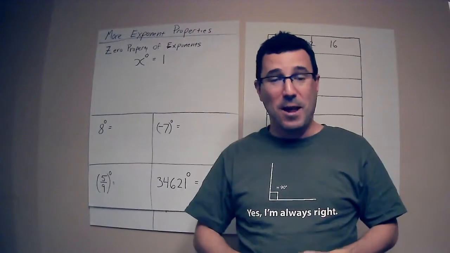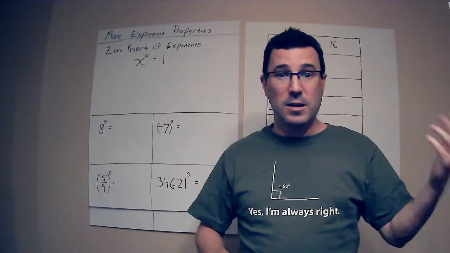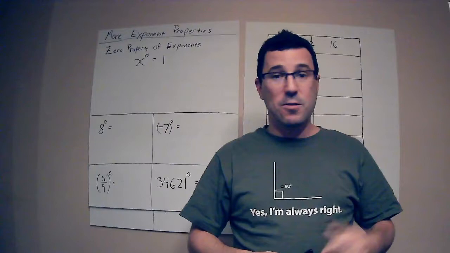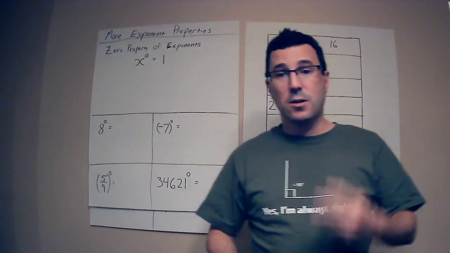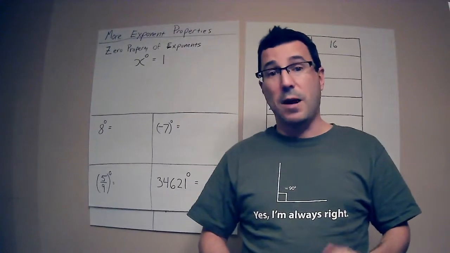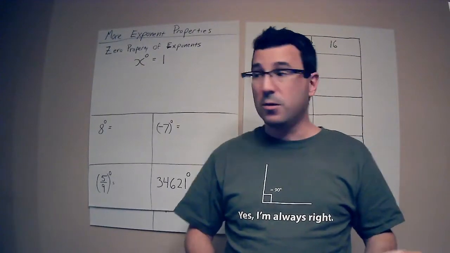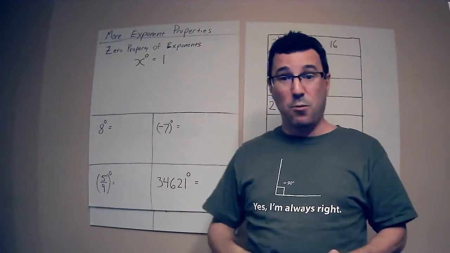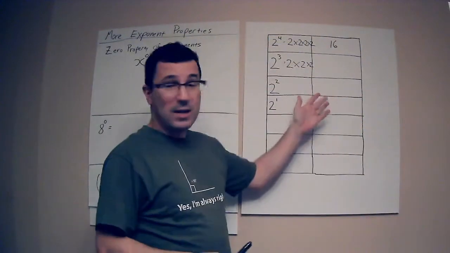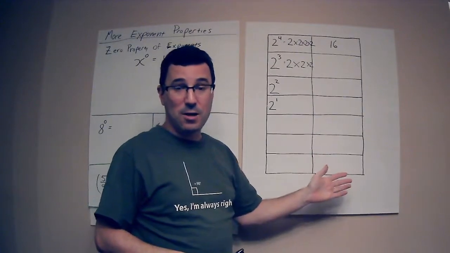So I'm making a follow-up video to the exponent properties video that I did last time. This is more exponent properties. There are two other properties we want to talk about. The first one is called the zero property of exponents. This is a really simple one, but I want to show what happens and how it comes up.